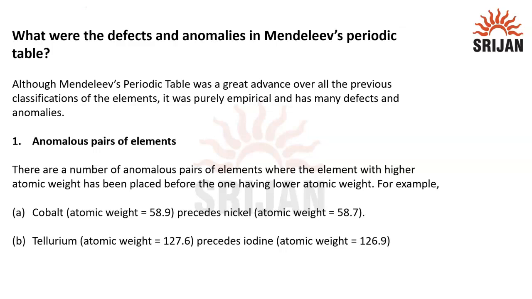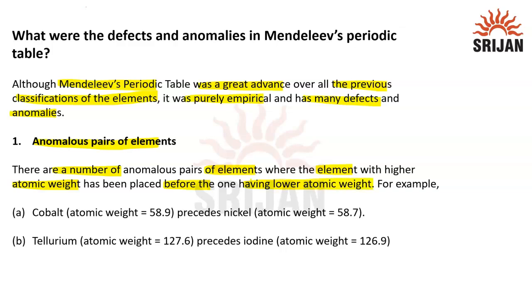Question is, what were the defects and anomalies in Mendeleev's periodic table? Although Mendeleev's periodic table was a great advance for the periodic classification of the elements, it was purely empirical and has many defects and anomalies. The first one is anomalous pairs of elements. There are a number of anomalous pairs of elements where the element with higher atomic mass has been placed before the one having lower atomic mass.